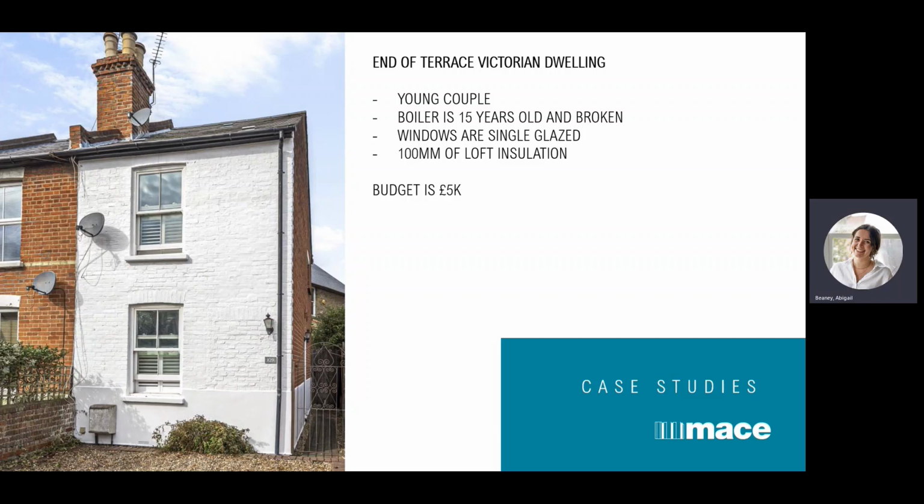The first here is an end-of-terrace Victorian dwelling. It's owned by a young couple. The boiler is old and is broken. The couple are cold, therefore. Windows are single glazed and there's only 100 mil of loft insulation installed. The budget for the project is 5k.